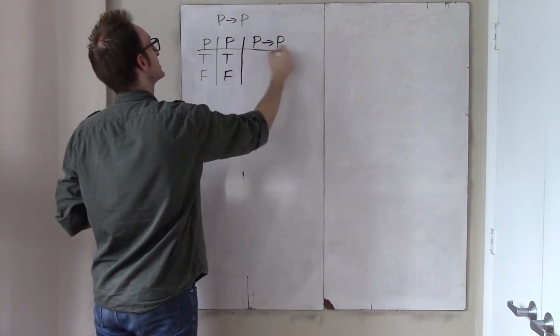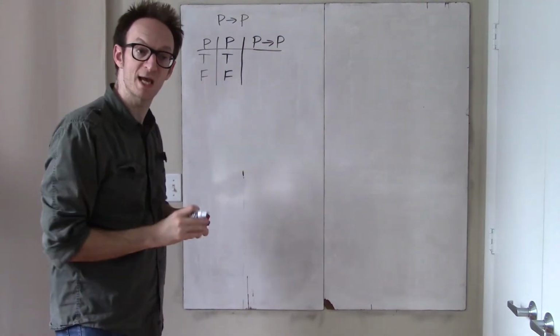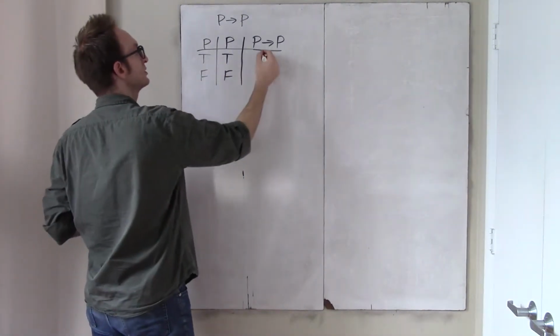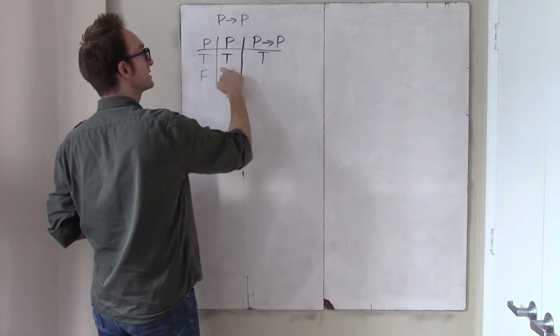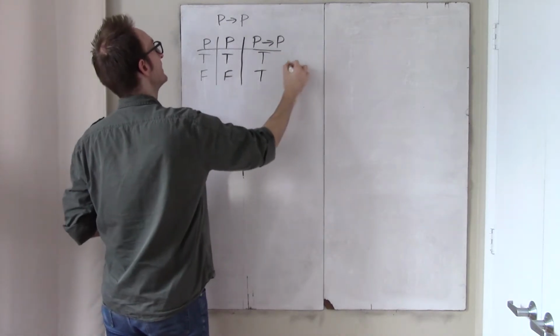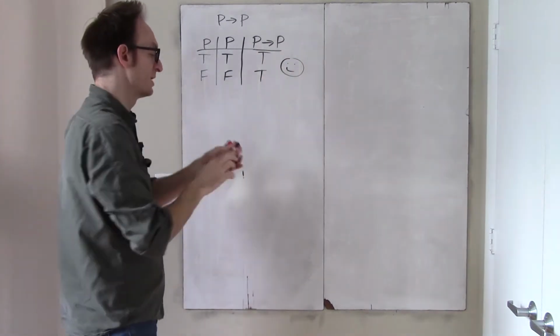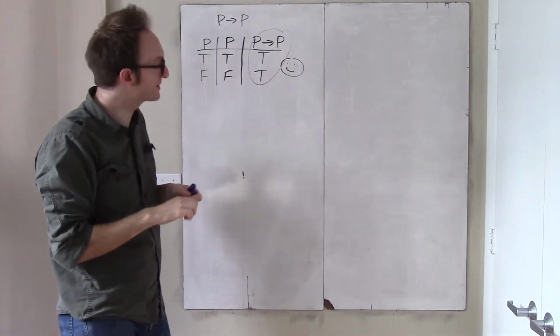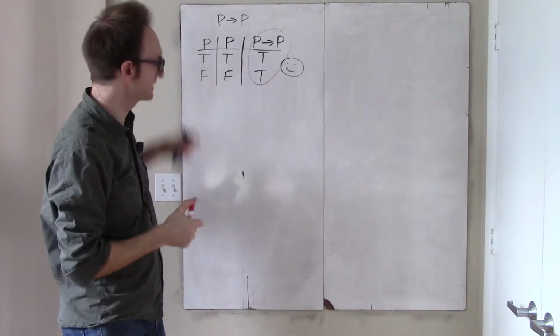What is P arrow P? Well, I just use the definition for arrow. True arrow true is true, and false arrow false, according to what we talked about in class, is also true, and therefore this is indeed always true. This is what's called a tautology. It's always true regardless of the truth value of these propositions.